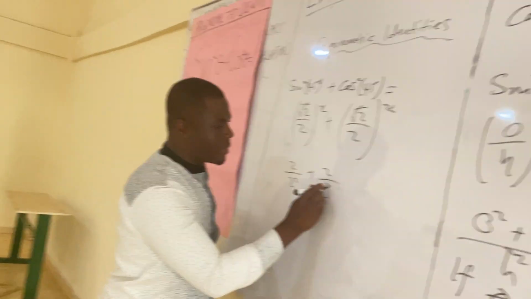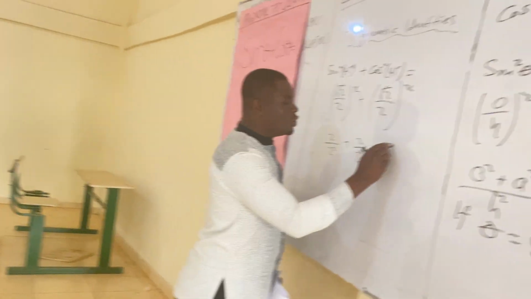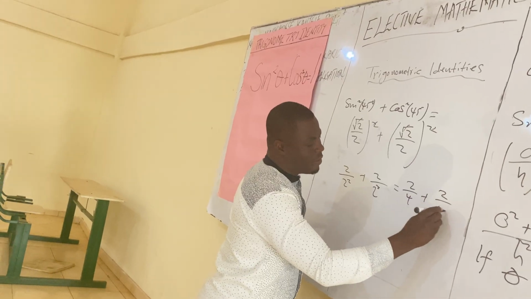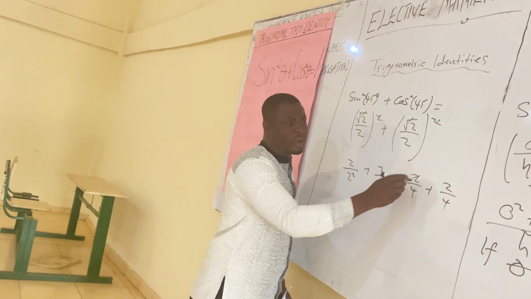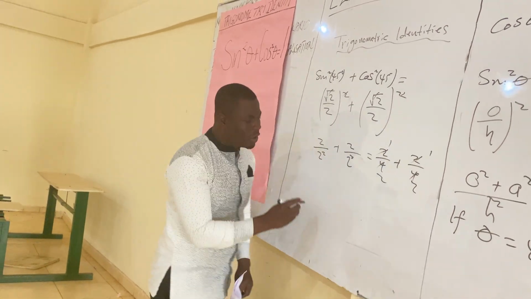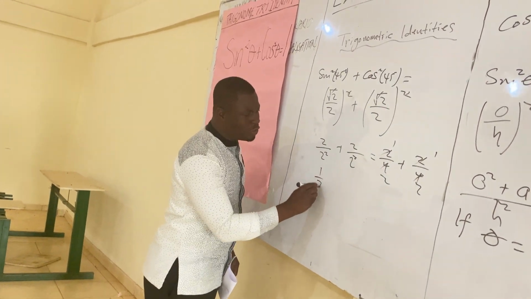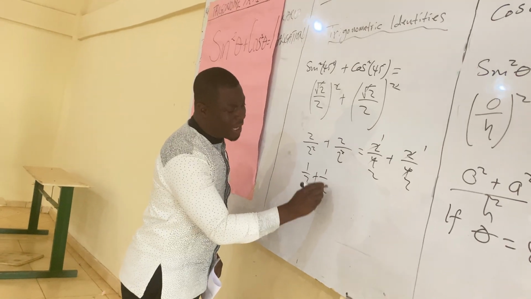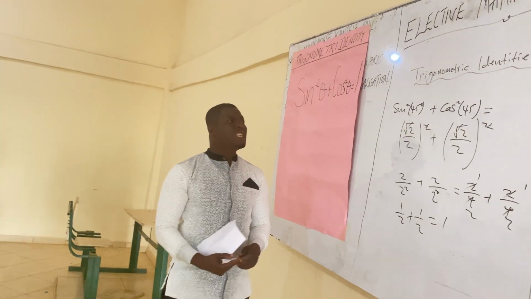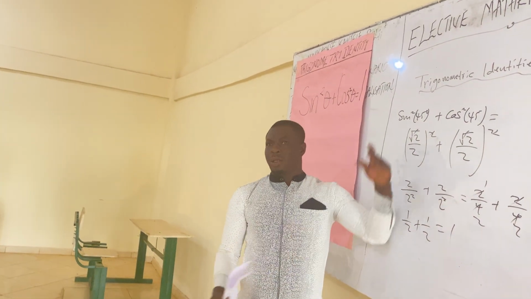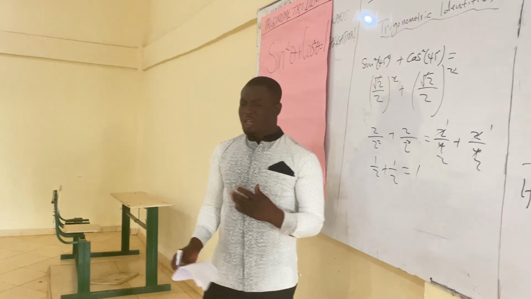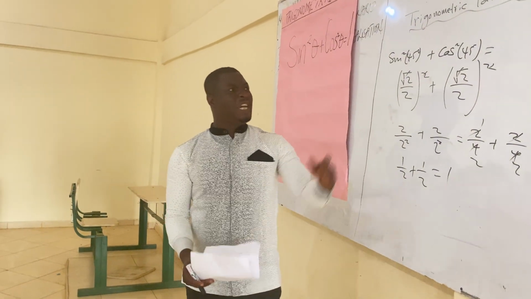So which will be equal to 2 over 4 plus 2 on 4. So 2 in this side is 1, 2 here, 2. So we have 1 on 2 plus 1 on 2, which is equal to 1. So it means that this particular identity holds.